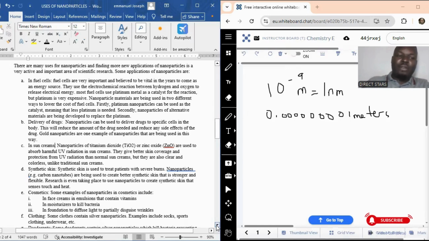But with nanotechnology, you don't have that problem. It is targeted to the spot where it's needed, and the side effects are drastically reduced. In sunscreen also, titanium oxide or zinc oxide nanoparticles from these two substances are used to absorb the harmful UV radiations from the sun.